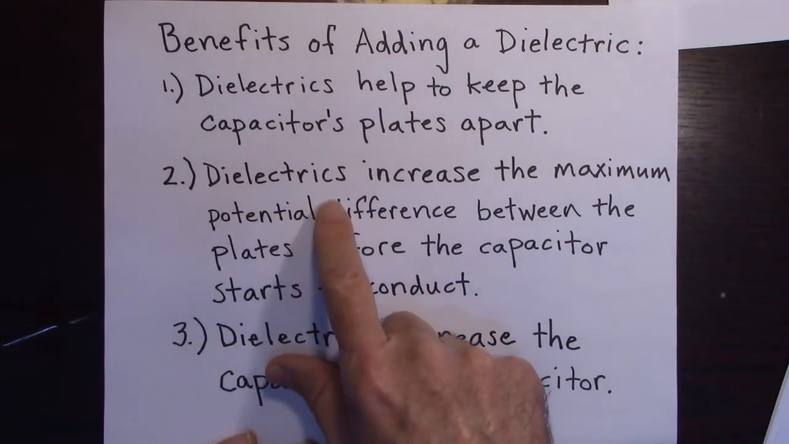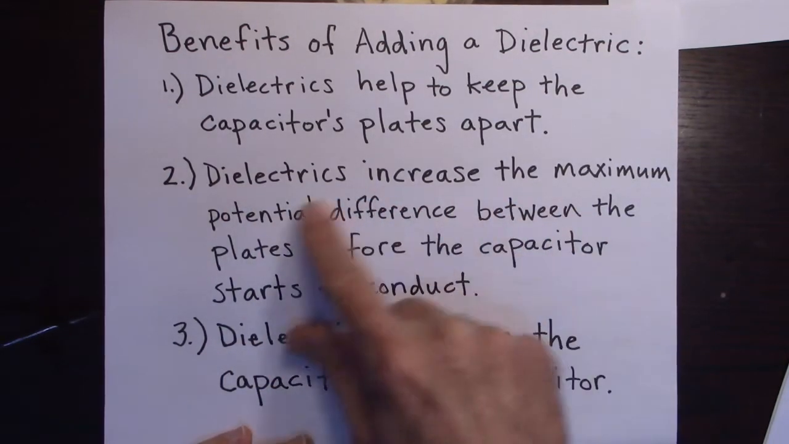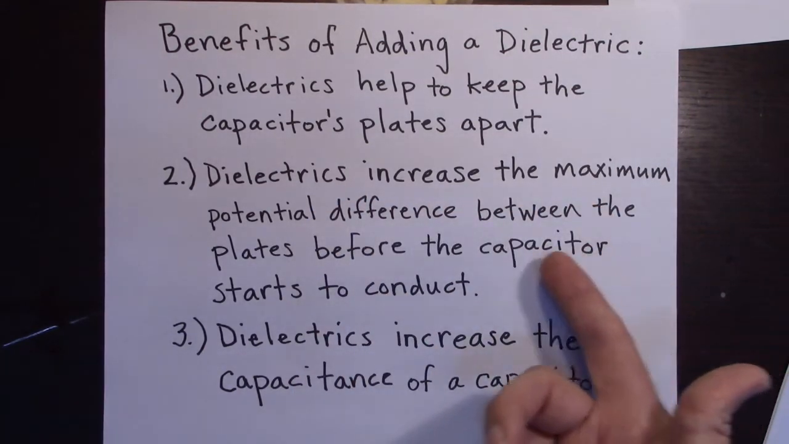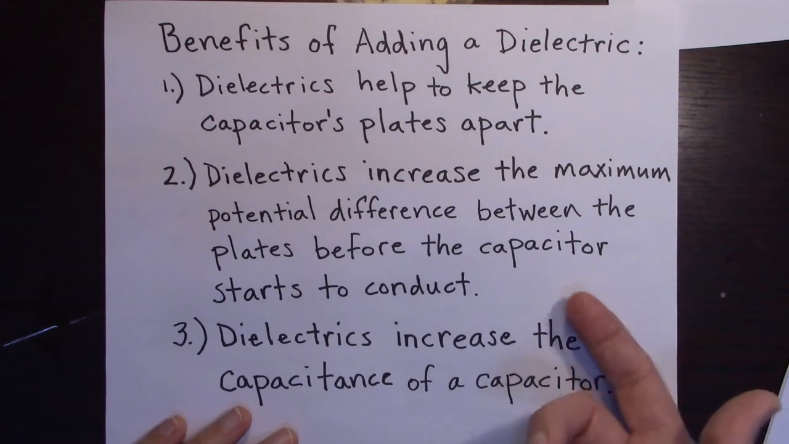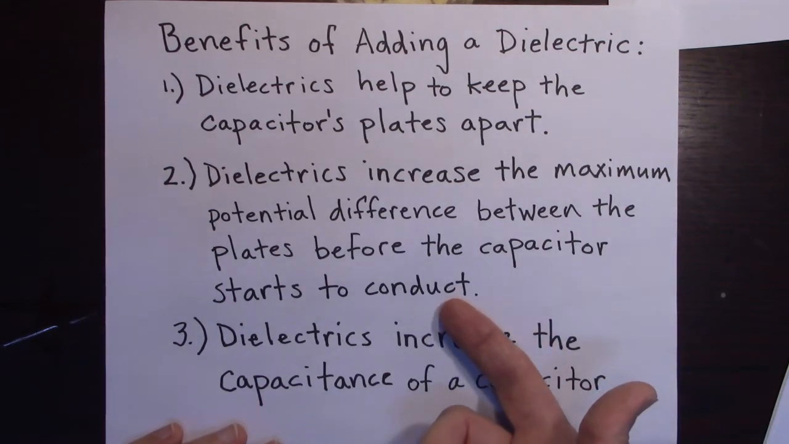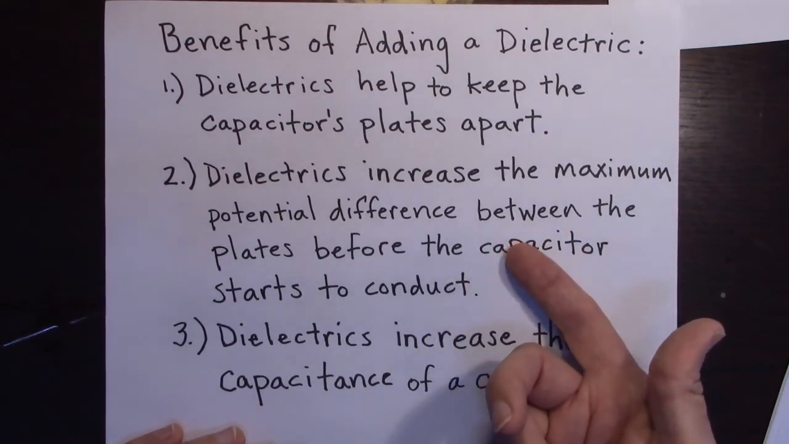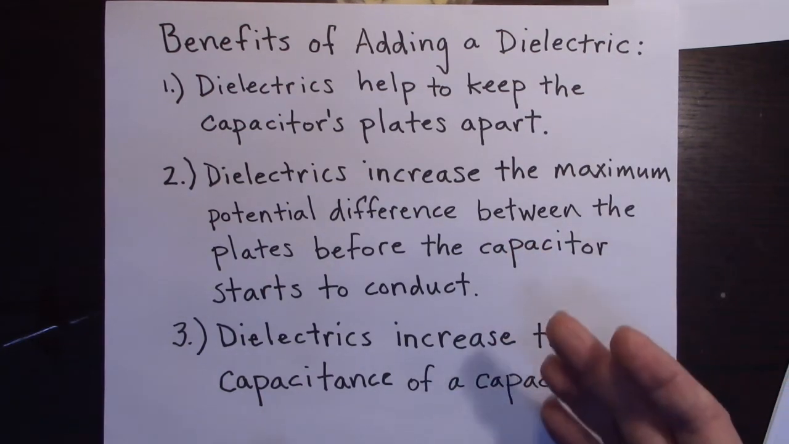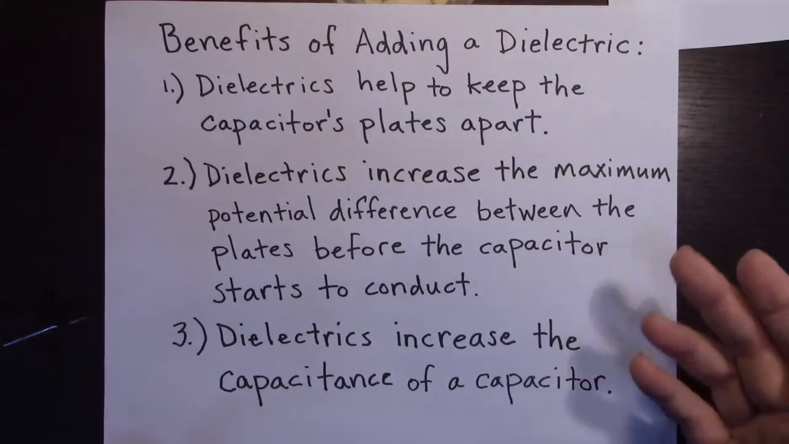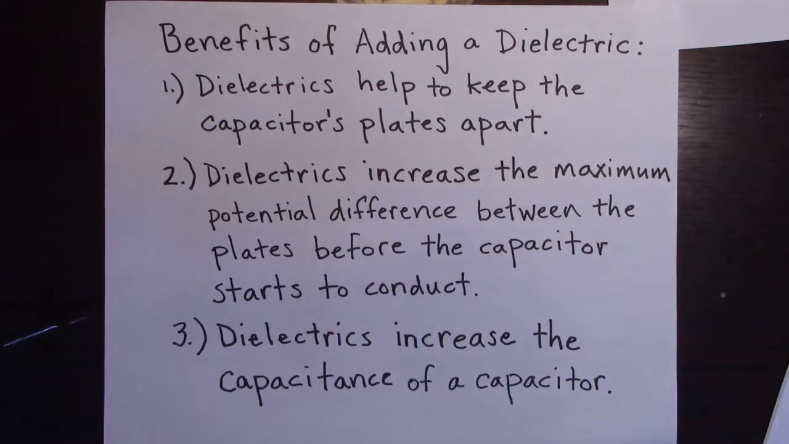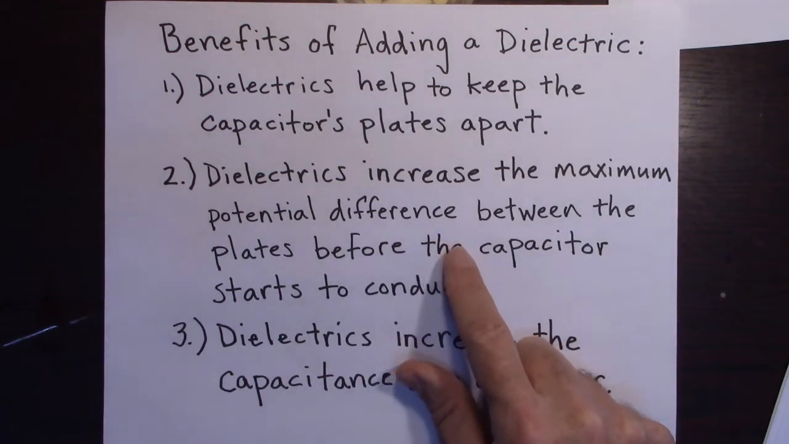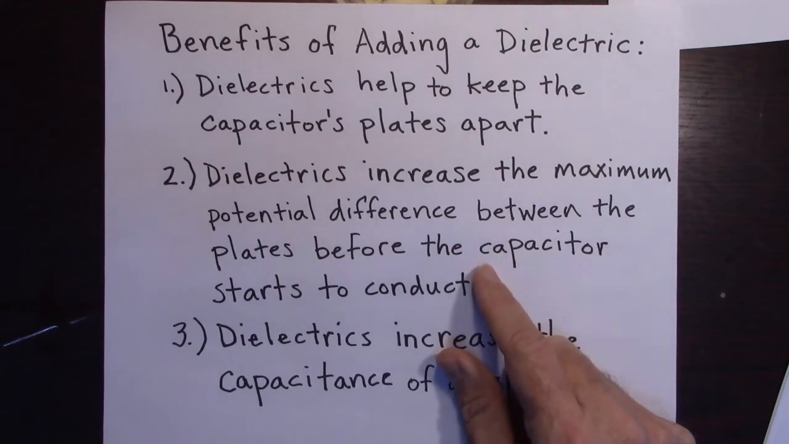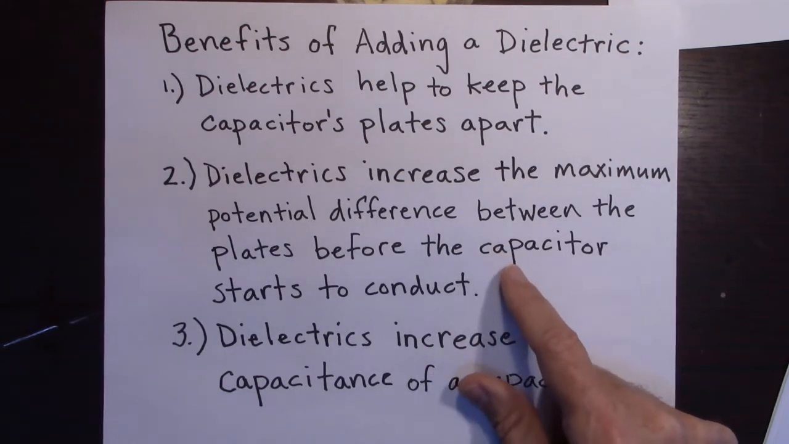The second thing is the dielectric. I'm going to explain this a little more in this video, but I'm just going to read it to you now. The dielectric increases the maximum potential difference between the plates before the capacitor starts to conduct. There's only so much charge you can put on a capacitor before it will let the charge go from one plate to the other. By putting in a dielectric between them, it allows you to put a little more charge, sometimes a lot more charge, on the capacitor before it shorts out.